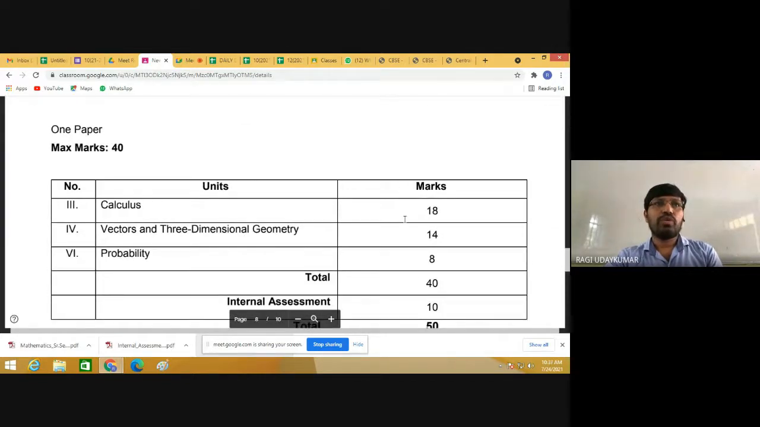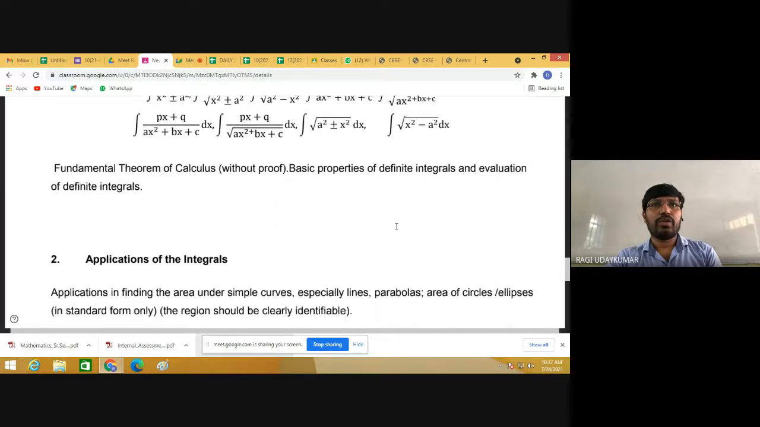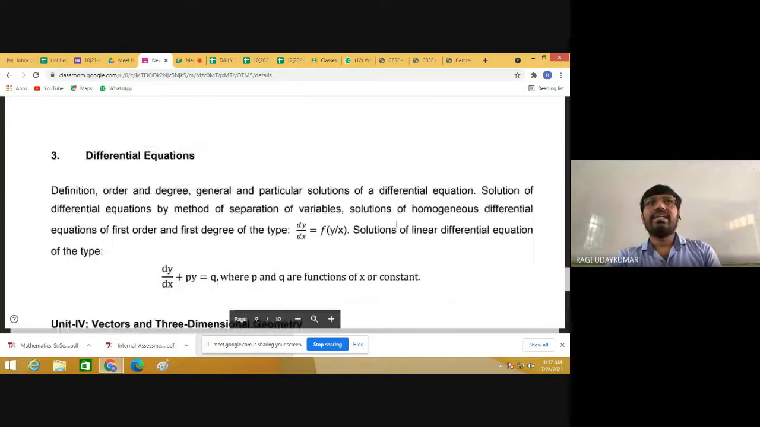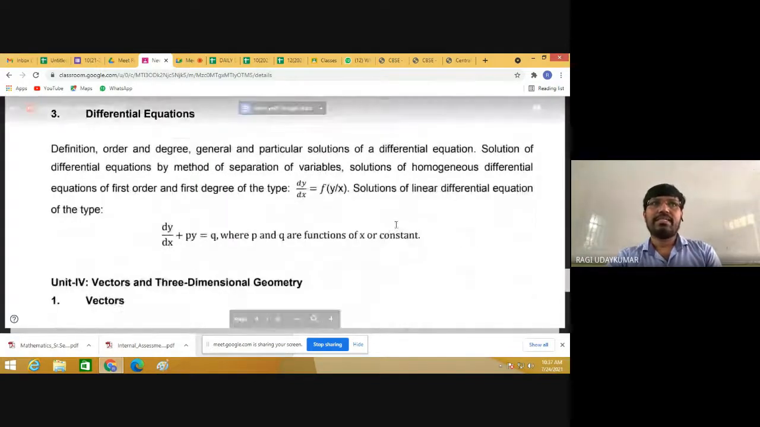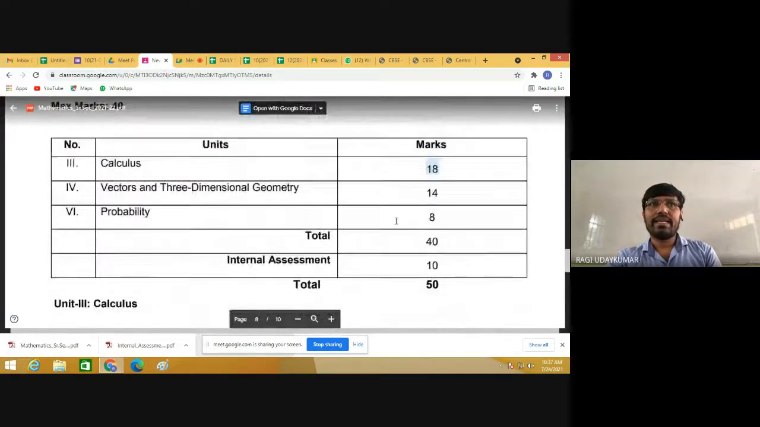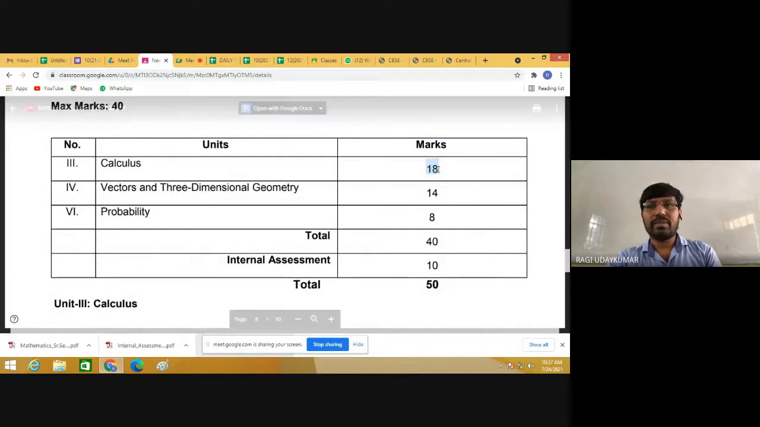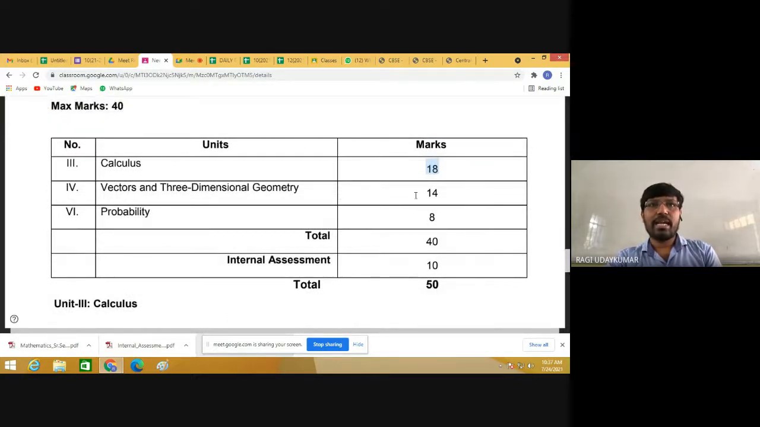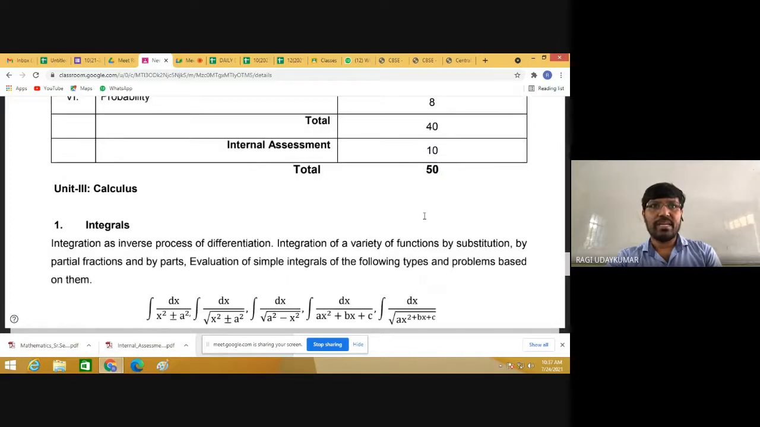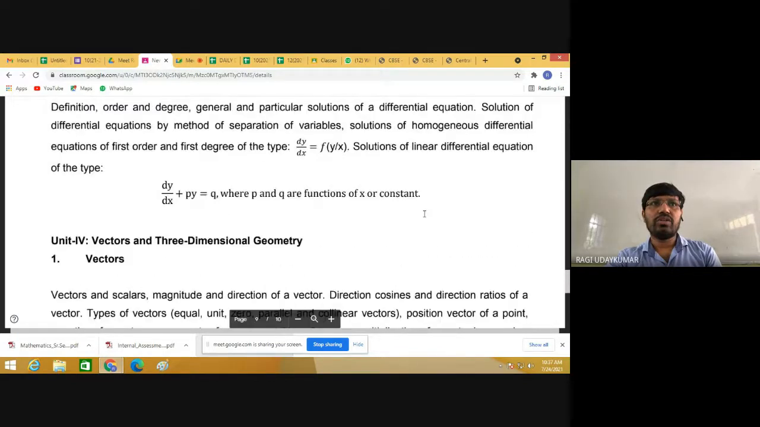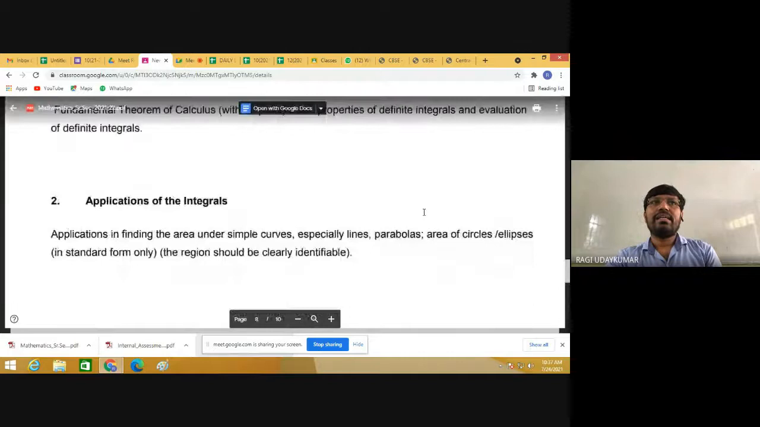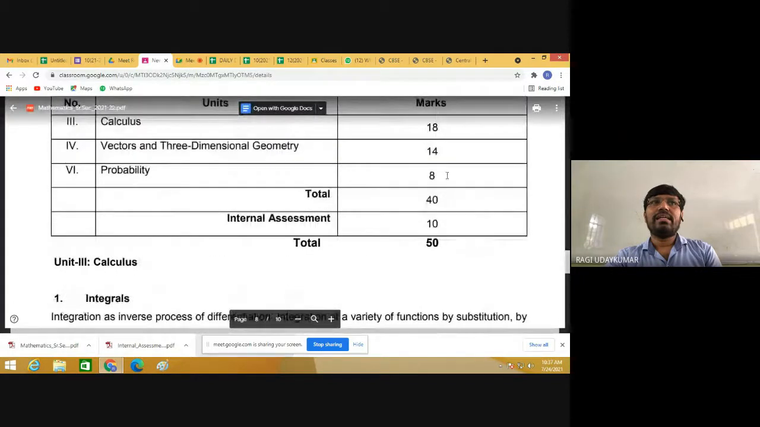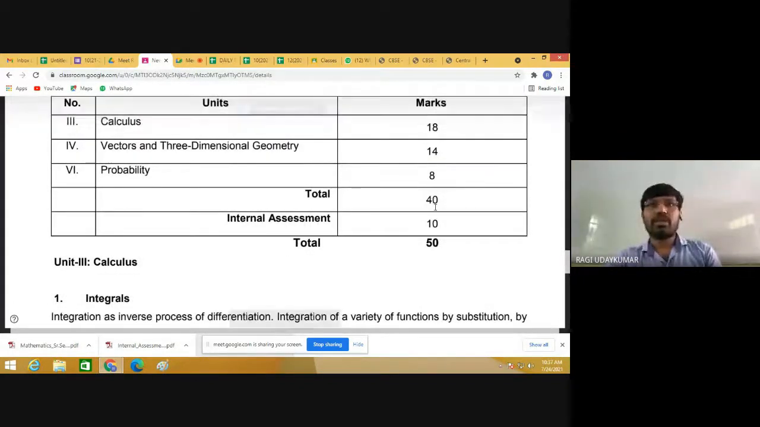And coming to term two, in calculus 18 marks are given to you. Under calculus, there are integrals, applications of integrals and differential equations. These 3 chapters are included under calculus. From these 3 chapters, 18 marks will be given. Vectors and three-dimensional geometry, that is 14 marks will be given to you. Vectors and three-dimensional geometry, 14 marks. Next, under probability, 8 marks will be given to you. Total 40 marks, and again 10 marks of internal assessment.